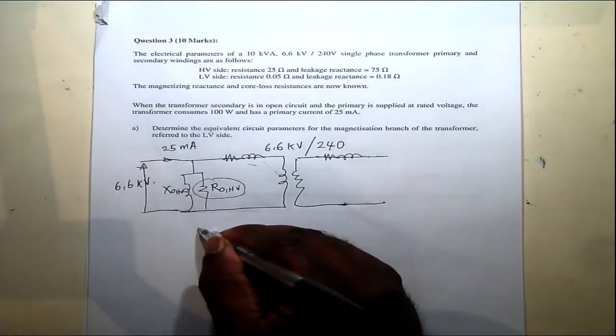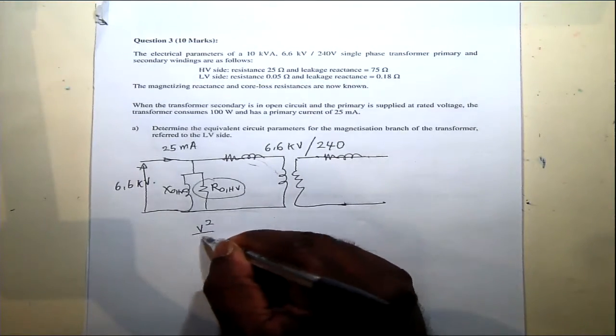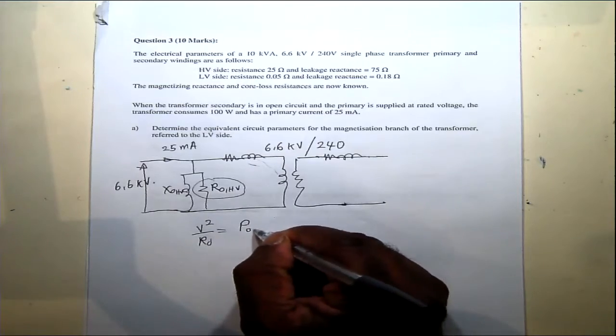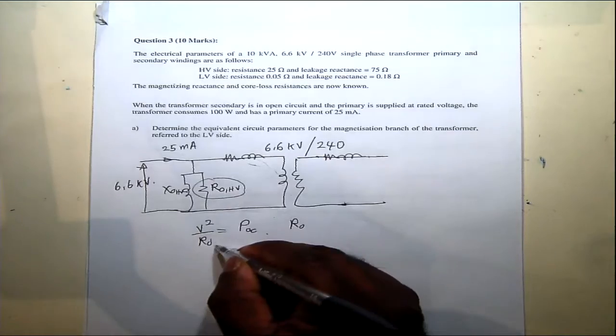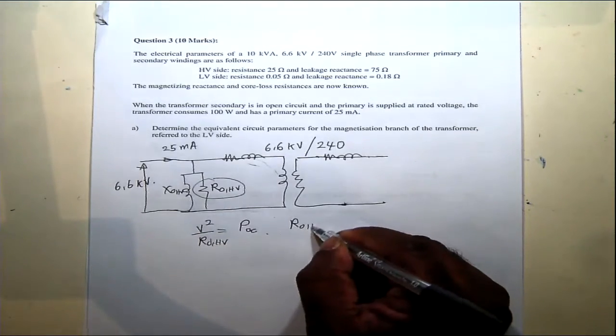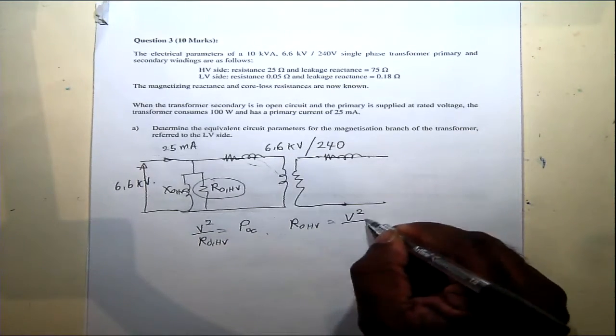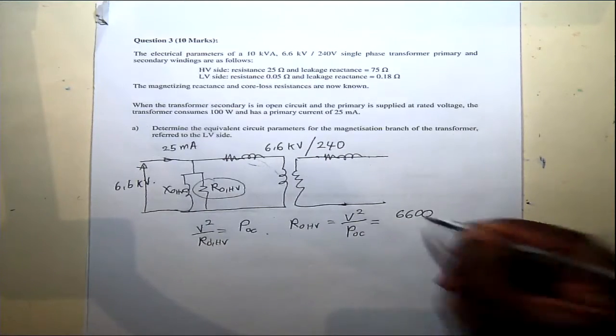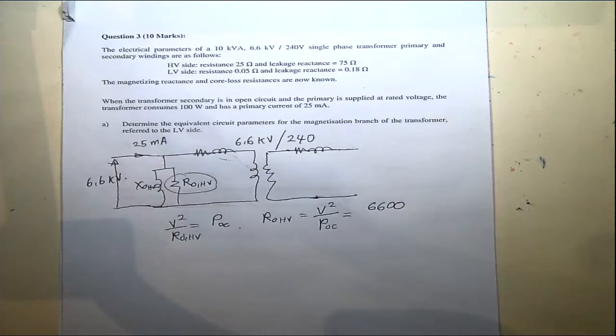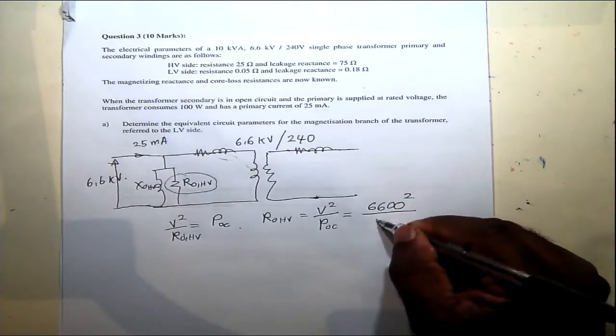So we can write V squared over R0 equals the open circuit power loss. So R0, on the high voltage side, will be V squared over P open circuit power loss. So that's 1600 squared over 100.